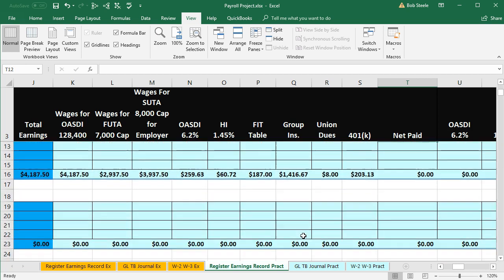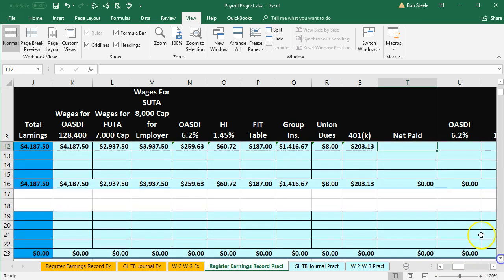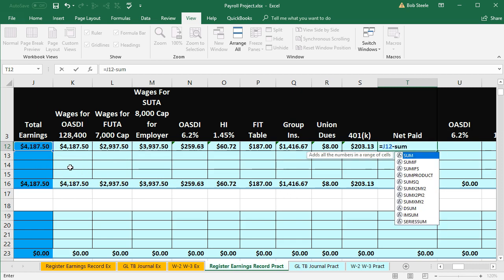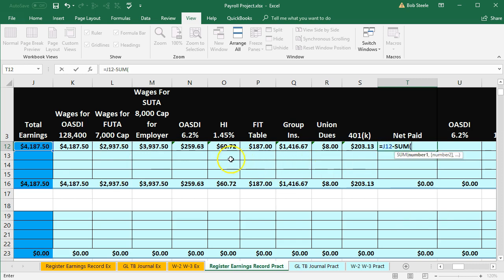Then I'm going to scroll back down. So see this, I know I'm scrolling around a bit. Then we're going to do the net pay, which is going to be the total earnings minus all the deductions. So OASDI, HI, FIT, group, union, and 401k. We'll do that with a formula. This equals the total earnings minus the sum. Double click the sum function, and we're going to pick up the OASDI all the way to the 401k, shift 0 and close it up. And so there we have it. So here's the gross pay minus all this stuff, gives us the net pay.